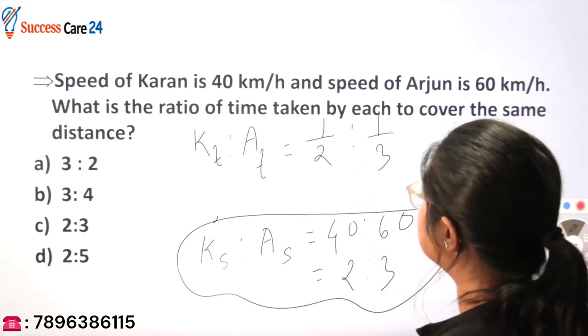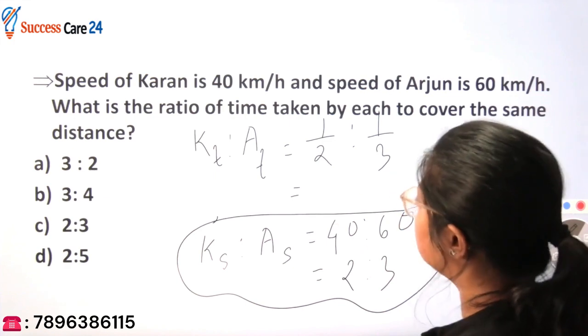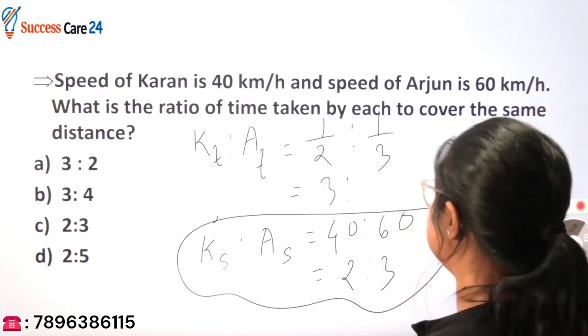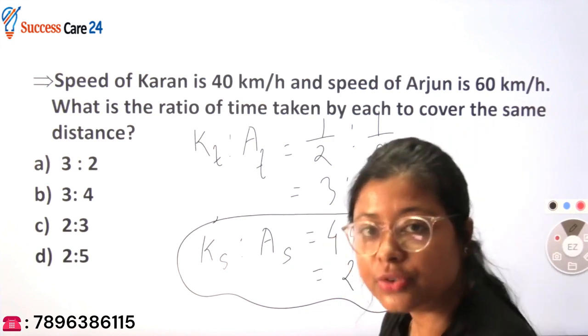So LCM would be 6. If the LCM is 6, then divide that 6 by 2, we will get 3, and divide that 6 by 3, we will get 2. So that means the time ratio would be 3:2.